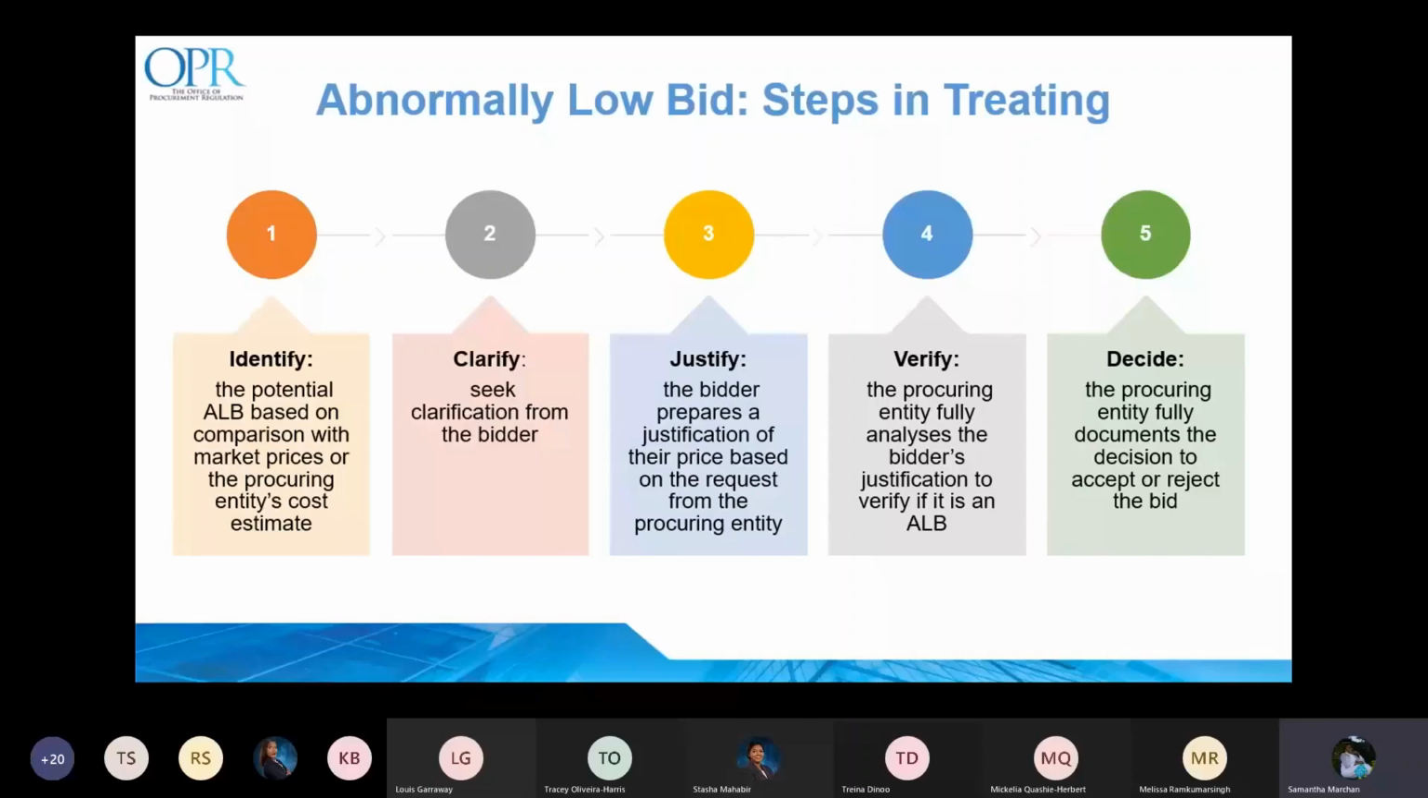Stage 4, verify. The procuring entity must analyze the information provided by the bidder in response to the request for clarification and take account of all the evidence provided. Stage 5, decide. The procuring entity must now decide, using the information, whether it will accept or reject the bid, and include full details of the basis of its decision in the evaluation report.